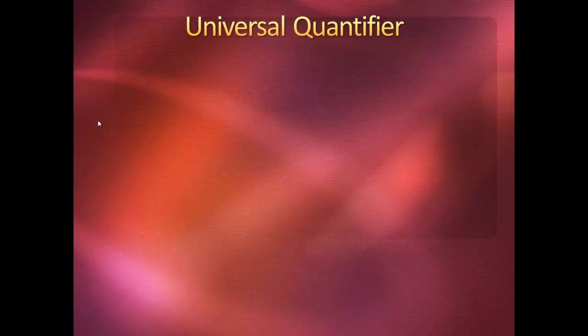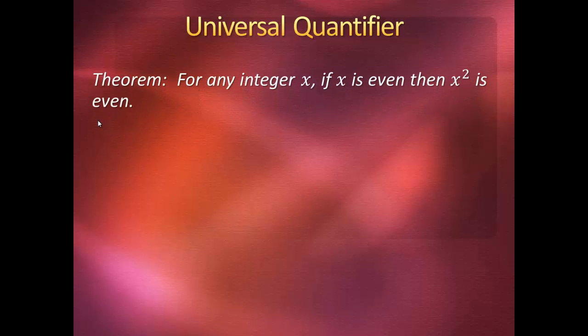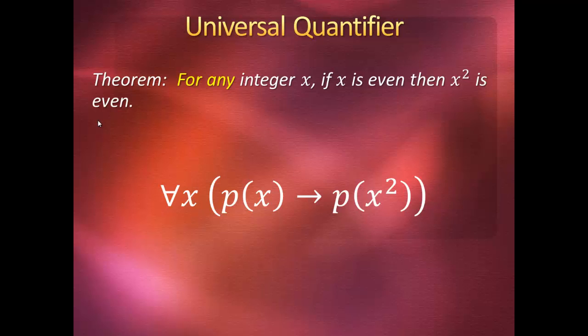Think back to our lecture on proof techniques and recall one of the proofs we did. For any integer x, if x is even, then x squared is even. Look carefully. Those first two words are actually a universal quantifier. "For any" means basically the same thing as "for all." So we can represent this symbolically like this. For all x, if P of x, then P of x squared.